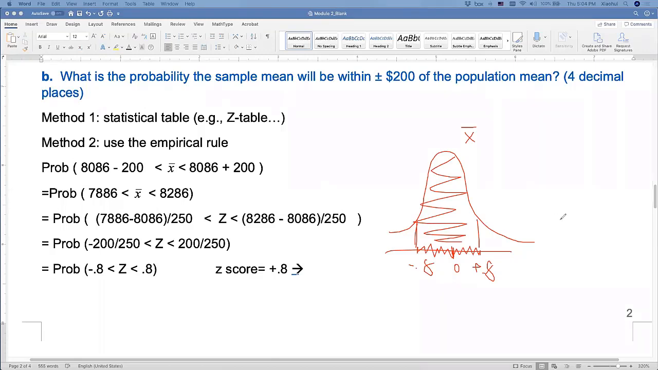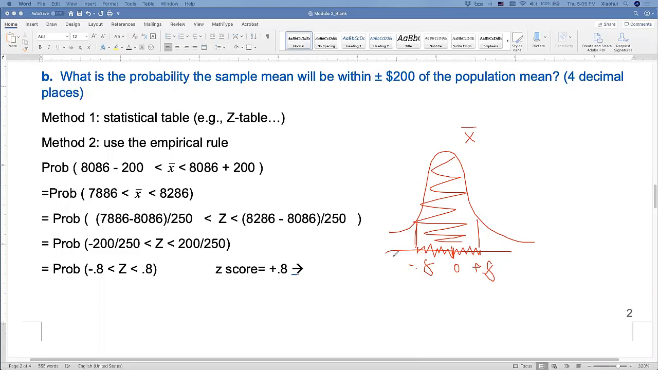And you probably remember from last time, to find this one, you're going to do it twice. First, you look up the z-score for positive 0.8. You're going to find the area to the left. Remember, the z-table is always to the left. You're going to find the area to the left of this one.